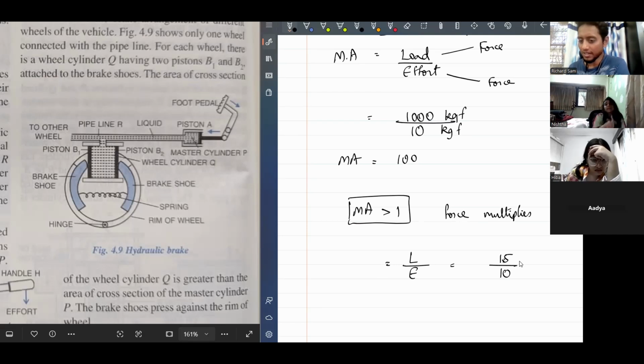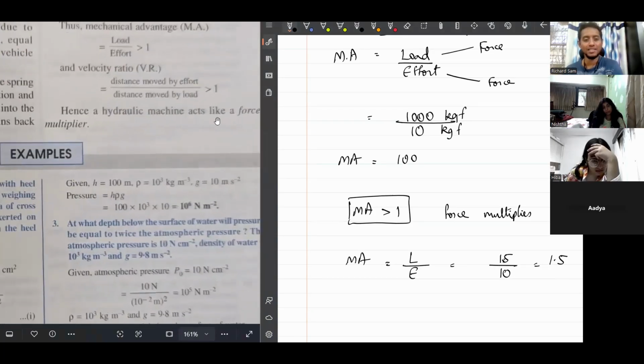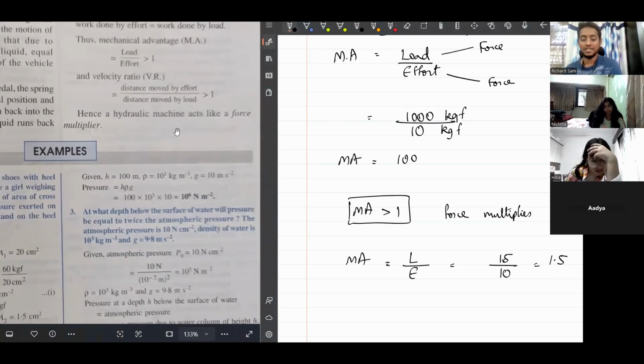That is also a force multiplier because he's applying a smaller force and the machine is increasing the force that he applies, from 10 to 15. So how much are we getting here? We're getting 1.5 mechanical advantage. So this machine is also a force multiplier. What's a force multiplier? Any machine which increases the force applied. You're applying less force, effort is less, but the load is more, then that's a force multiplier. So every hydraulic machine acts as a force multiplier, right? Because it increases the force.